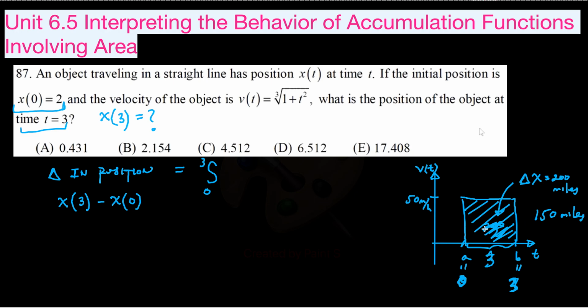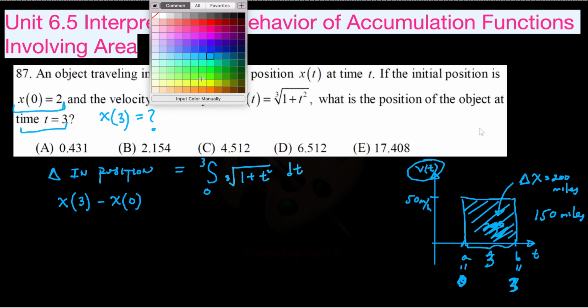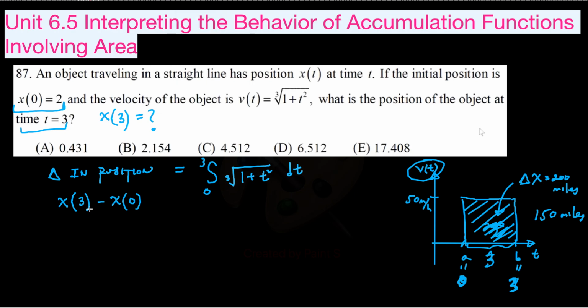In this example, to relate it back, the change in position is the integral of the velocity function. So the velocity function is the cube root of 1 plus t squared, dt. Now I can solve for the missing piece, which is this x of 3 here, because I equate these two things. And I know that x sub 0 is 2, so that's just minus 2.